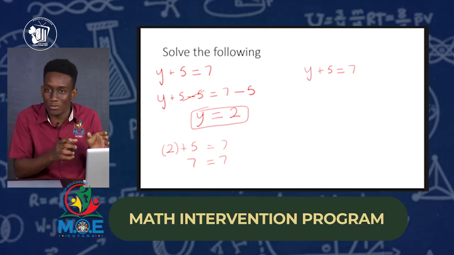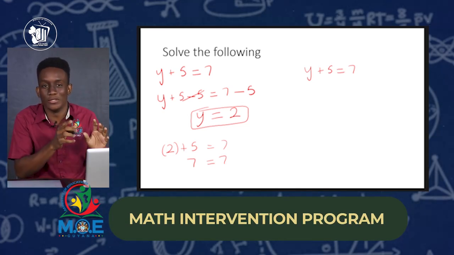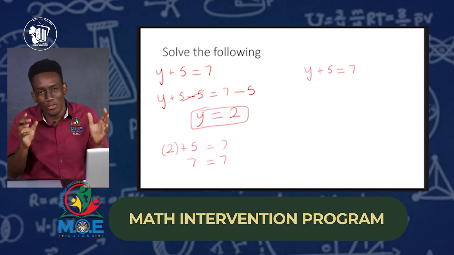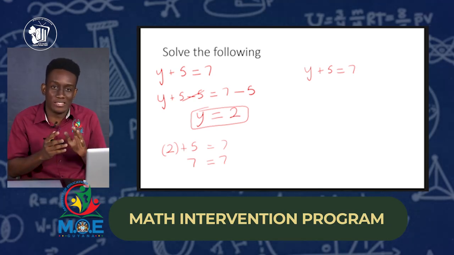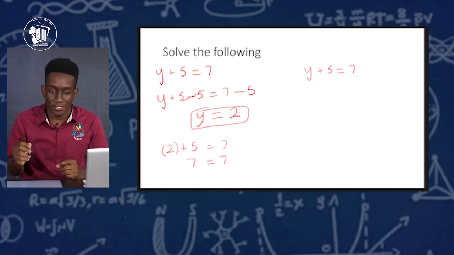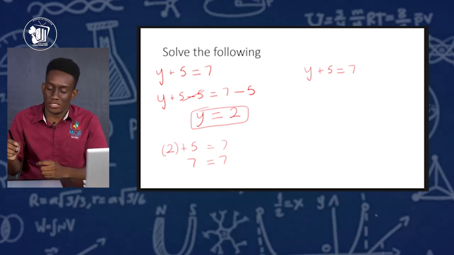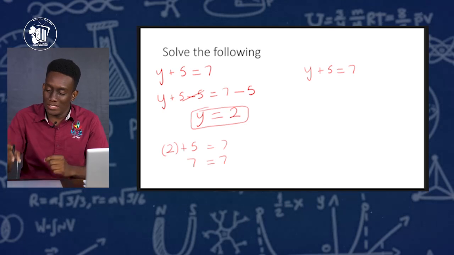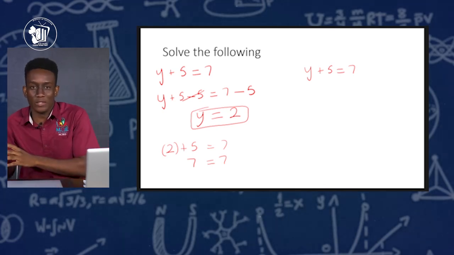So just like with the previous example, you're trying to leave y, the unknown, on one side of the equation by itself. So what do we do? We take over everything else surrounding the y. So we have y plus 5 is equal to 7. And the thing is, we want to take this 5 over the equal sign with the 7.